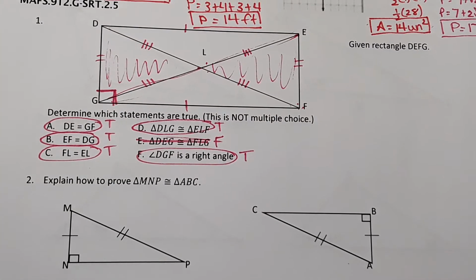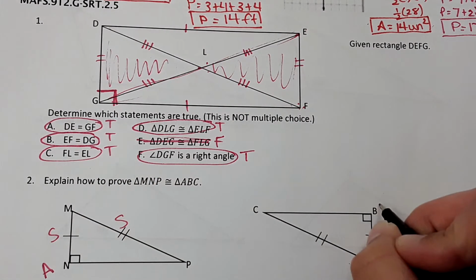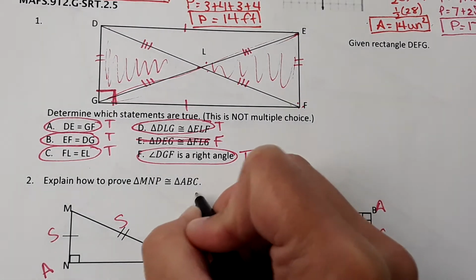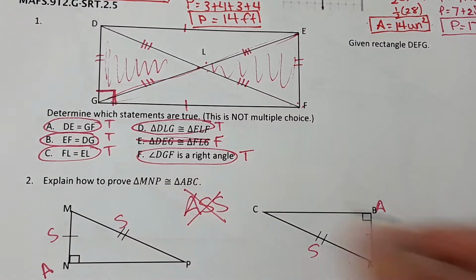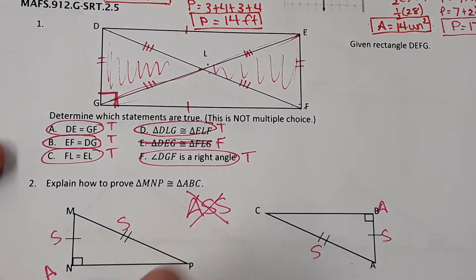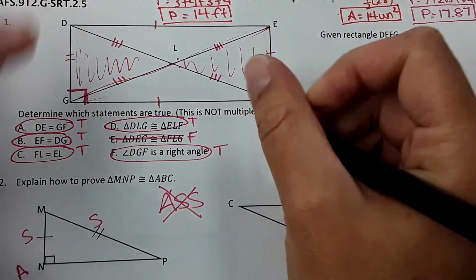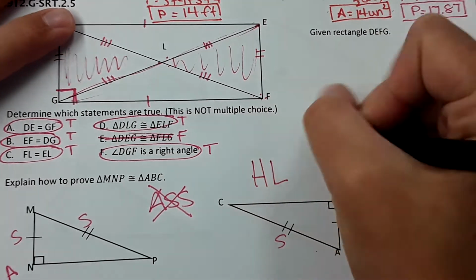And last but not least, explain how to prove triangle MNP is congruent to ABC. We see angle, side, side, angle, side, side. We know ASS is not a congruent statement, but there was one situation when it was. And that's when you have right triangles. There's a congruent statement called, they don't call it ASS, they call it HL for hypotenuse leg.